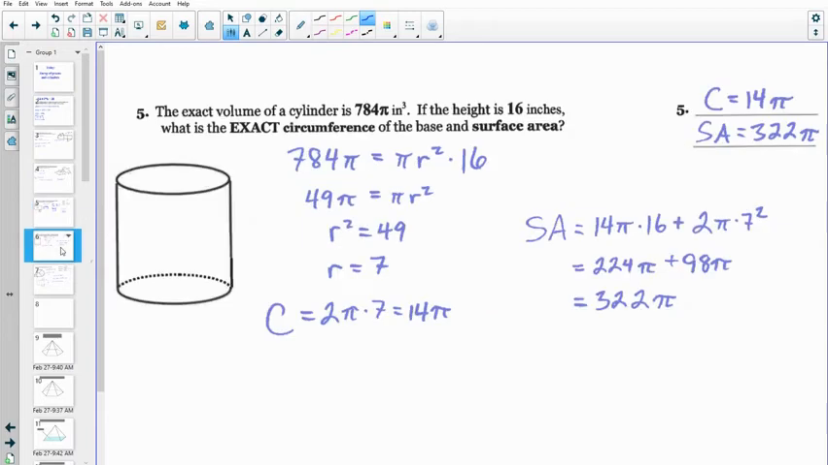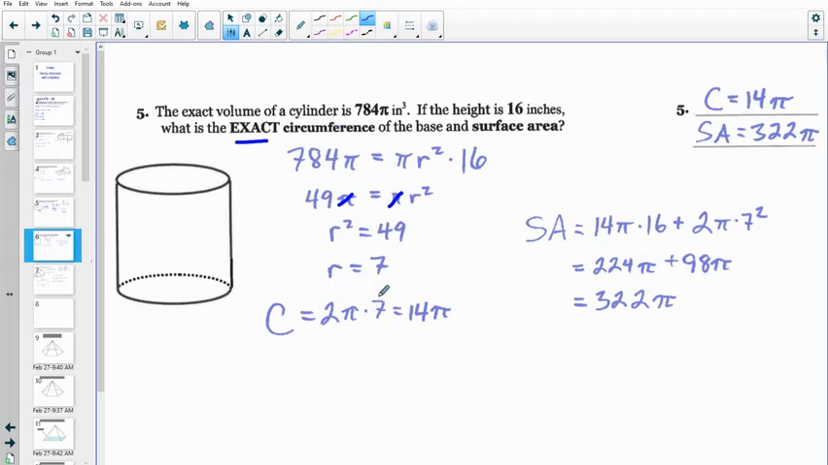One more cylinder problem for us on this review. We're given that the volume is 784 pi. Again, we'll be able to do an exact value since we were given it in terms of pi. Volume of a cylinder is area of the base times the height. I was given the height, and so the only thing I'm missing here is the radius. So first thing I do is divide both sides by 16. I can divide both sides by pi at that point. The radius squared is 49, which means the radius is 7, which means I can find the circumference.